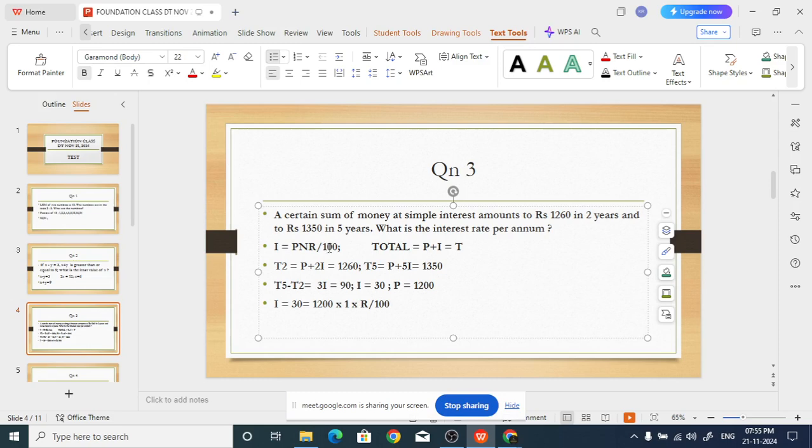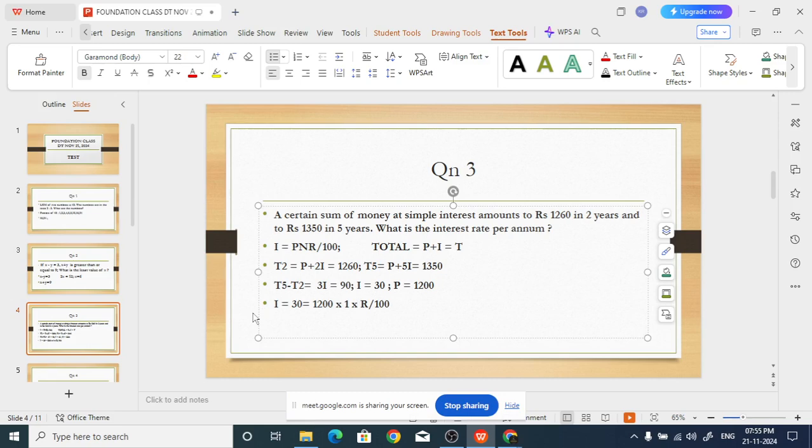Yes, sir. Okay. So that is the interest. The total will be principal plus interest. The total at the end of second year, T2, is equal to principal plus 2 times the interest, because for 1 year the interest is I, for 2 years it is 2I, that is equal to 1260. So the total for 5 years is principal plus 5 into I, that is equal to 1350. From this we got I equal to 30. By substituting I here, you can get P equal to 1200. And by substituting I and P in PNR by 100, you can get R.